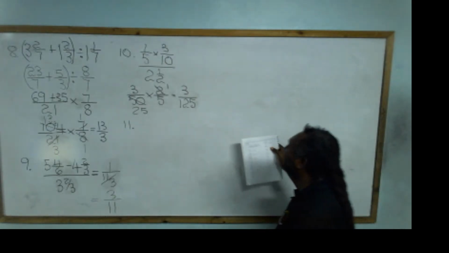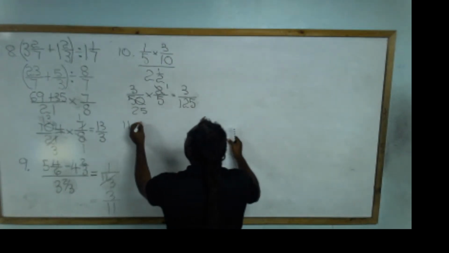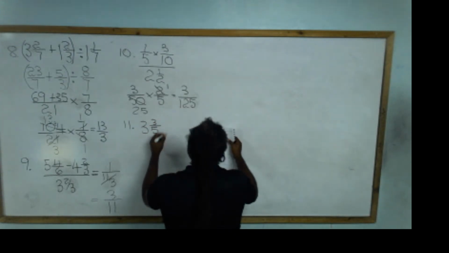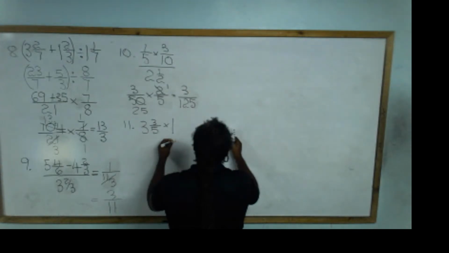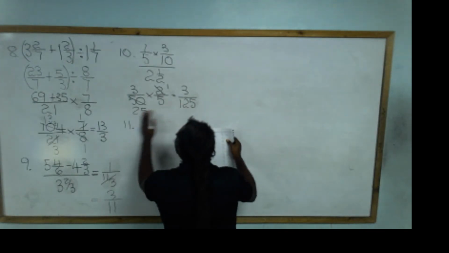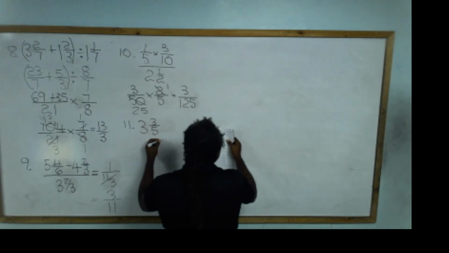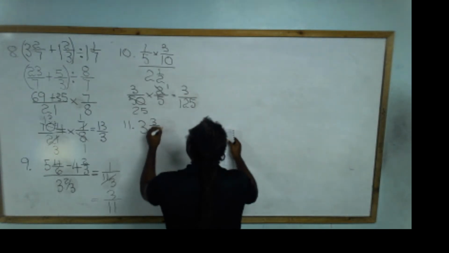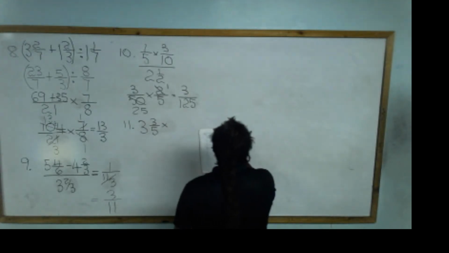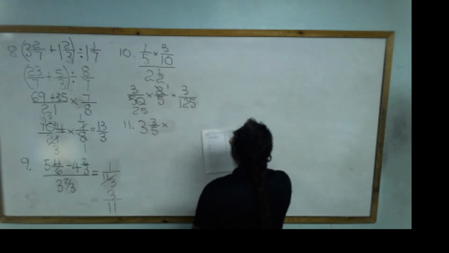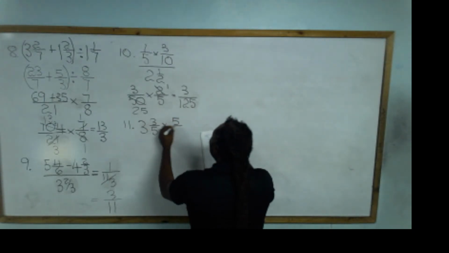And number 11, 3 and 3 over 5 times 1. I don't want it to go too wide. 3 and 3 over 5. Multiply. We like to multiply very quickly because we know how quickly it simplifies. 3 ones 3 plus 2, 5 over 3.